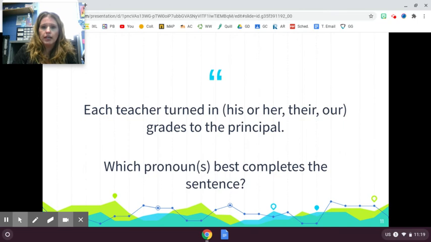Each teacher turned in his or her, their, or our grades to the principal. Which pronoun or pronouns best completes the sentence? You should have chosen his or her because the teachers each have their own individual set of grades to turn in. So each teacher is turning in his or her. If they all shared one of something, then you could use their. It belonged to all of them.